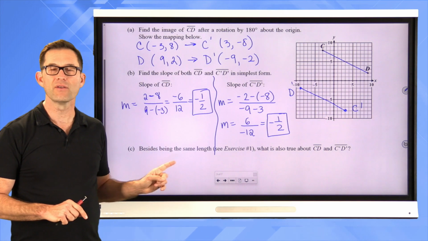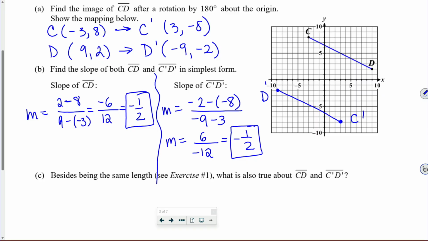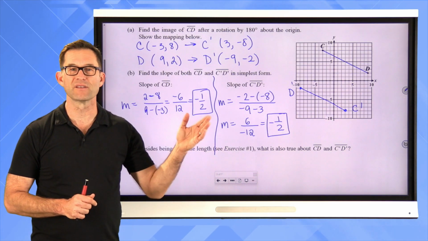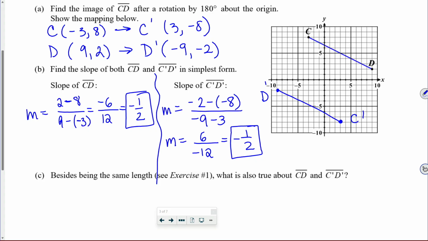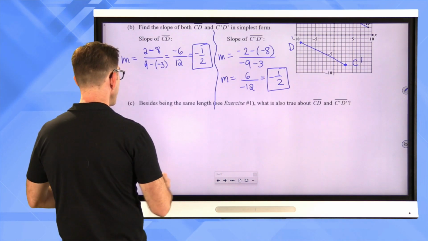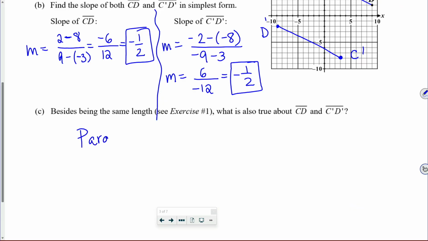Cool. Take a look at letter C. Besides being the same length, see exercise number 1, what is also true about segment CD and segment C prime, D prime? Well, why don't you go ahead and write something down based on these two slopes? Well, they're parallel, right? They are parallel, due to the same slopes.